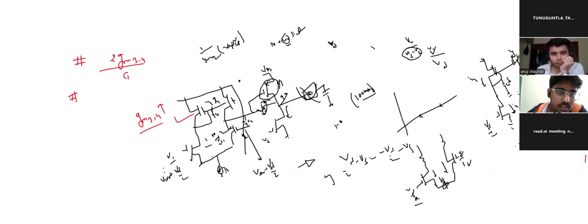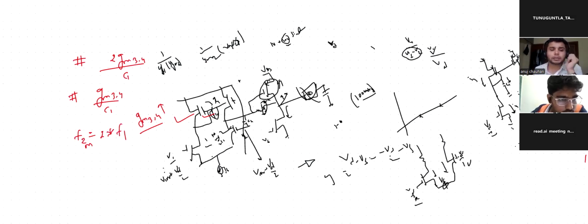This is one pole, sir. And the other is the mirror pole I'm talking about. This is 1 by C1 into, approximately, 1 by GM3. You can say it is GM3,4 by C1. So the frequency due to the mirror pole is roughly 2 times the zero frequency due to the mirror. Roughly this number comes. So what is the main pole, where does it come?